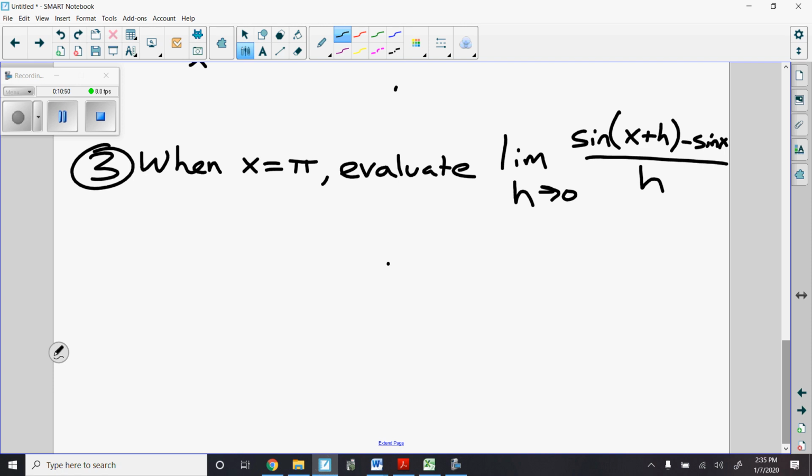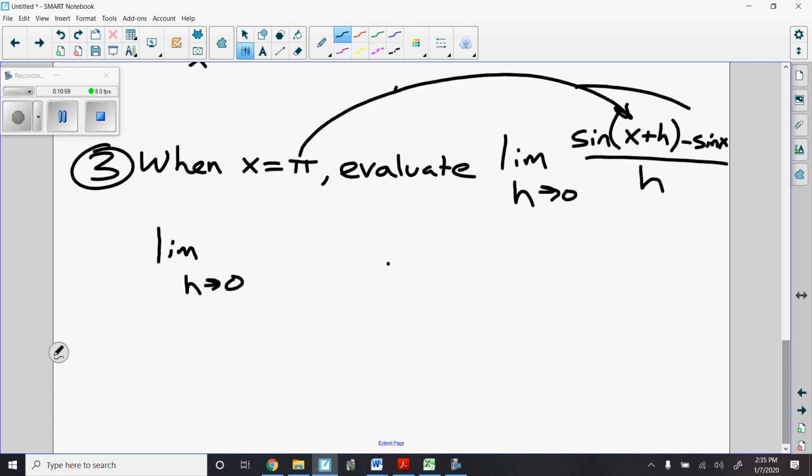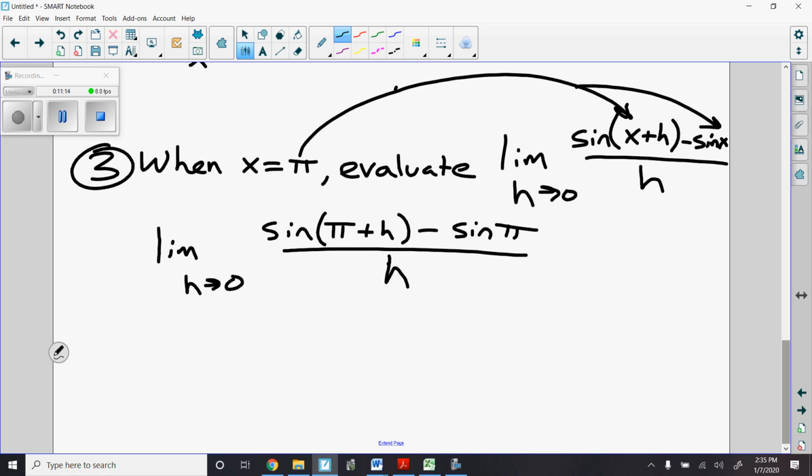And rewrite this limit. So I'm going to rewrite this thing as the limit as h goes to 0. And again, I'm just going to plug in pi for these two x's. So it's going to be sine of pi plus h minus sine pi over h. And I'm supposed to let h go to 0.